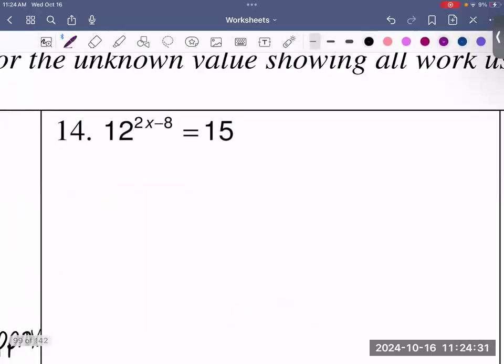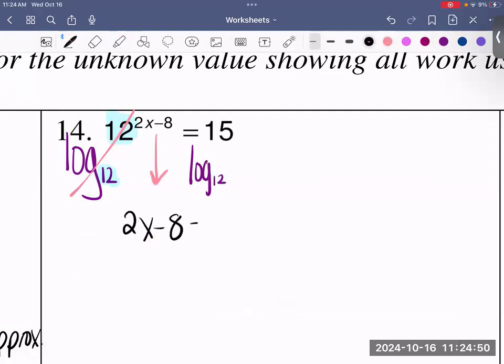This time I'm not going to use the swoop method. Instead, I'm just going to match my base. So I first write the word log. I have a base of 12 on my exponential, so I need the base of my logarithm to match. What I do to one side, I do to the other, and it allows me to cancel, and my exponent drops. So we have 2x minus 8 is equal to log base 12 of 15.